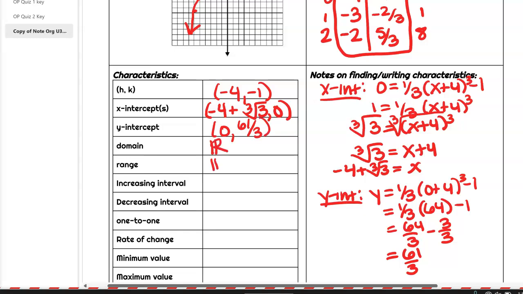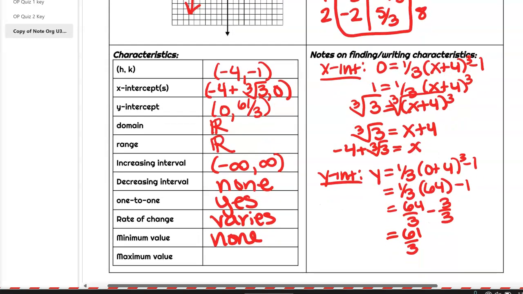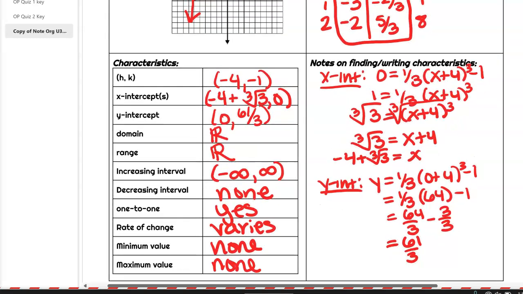Again, our domain and range with no turning points are all reals, and this graph, as we look from left to right, increases continuously. So the entire domain is an increasing interval with no decreasing interval. It is 1-to-1. The rate of change varies, and there's no minimum and no maximum.